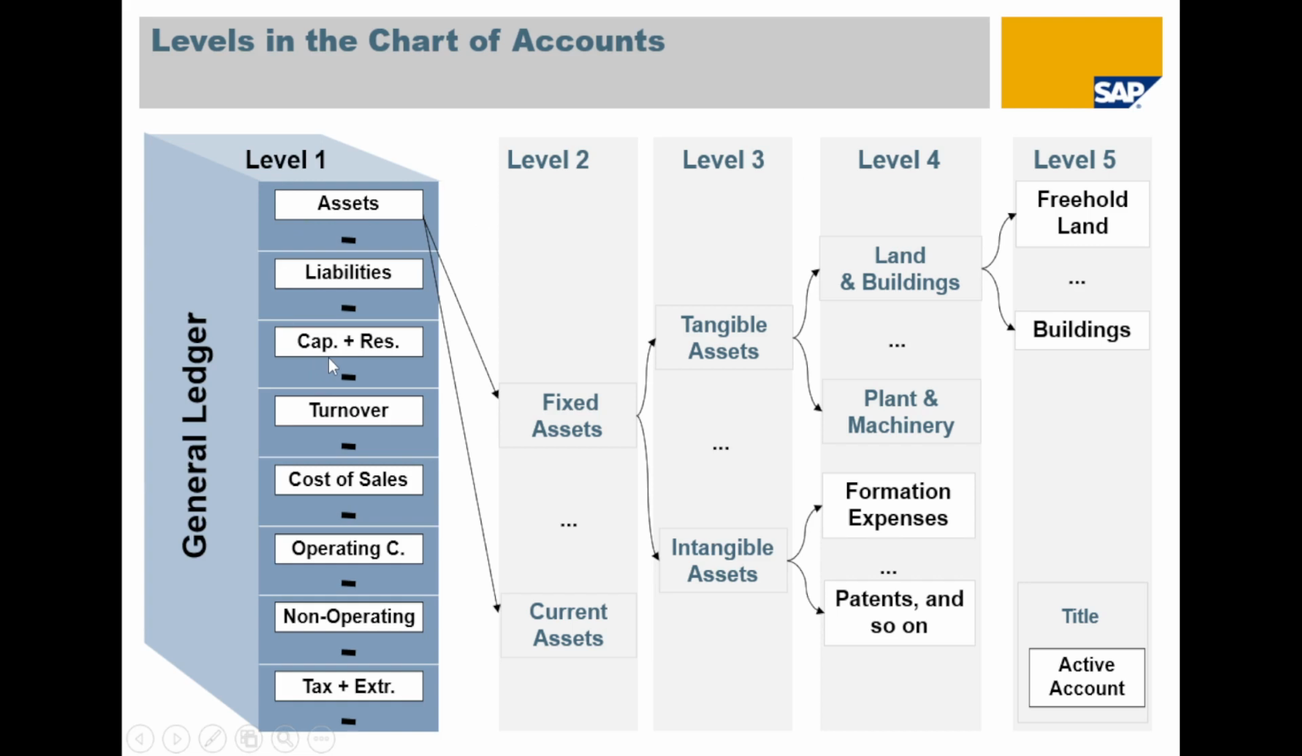The last five drawers, the turnover, cost of sales, operating cost, non-operating income and expenditure, and then tax and extraordinary items, are for the profit and loss accounts. So the lower drawers are not all profit and loss account drawers. It's just a container for any changes that you make in SAP itself.